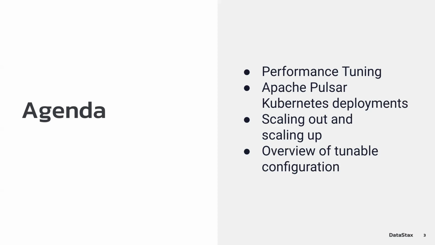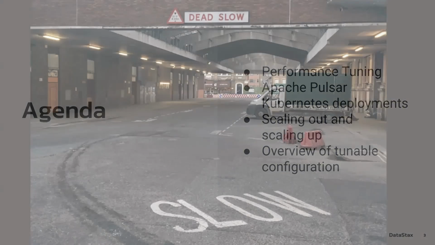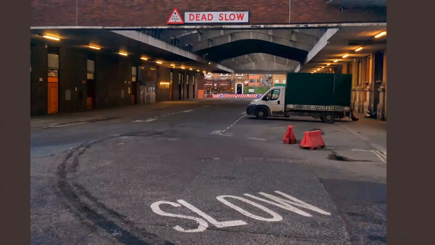Instead, I hope this will give you tools to organize your performance tuning in a way that you can achieve the goals that you have. So we'll go over performance tuning in general, Apache Pulsar Kubernetes deployments, scaling out and scaling up, and having an overview of tunable configurations. You get into performance tuning when something is dead slow.